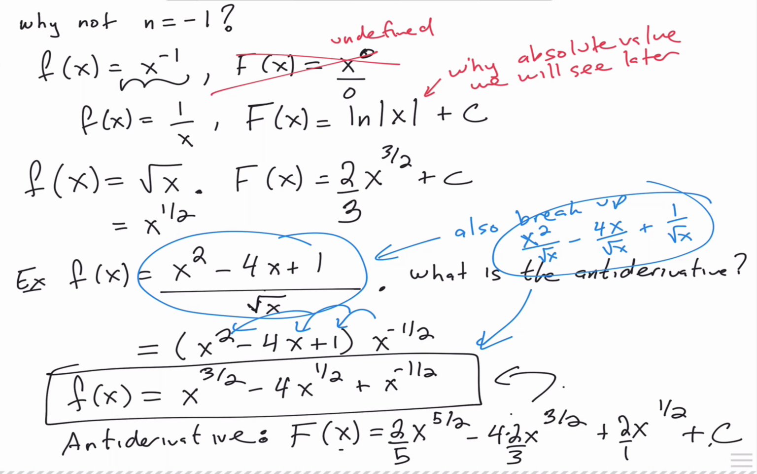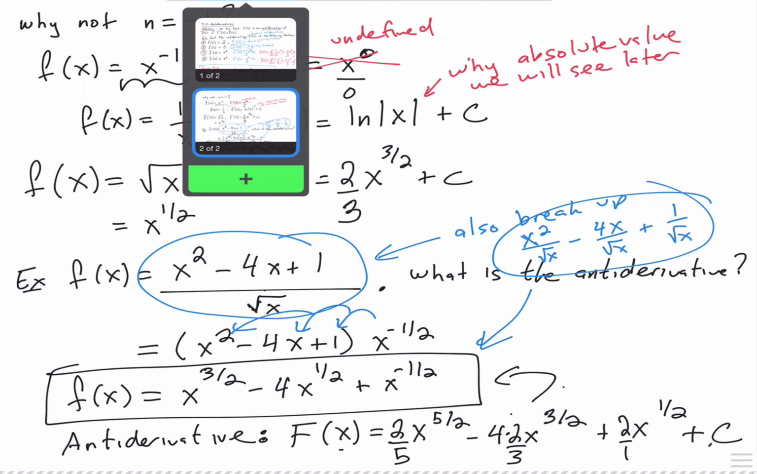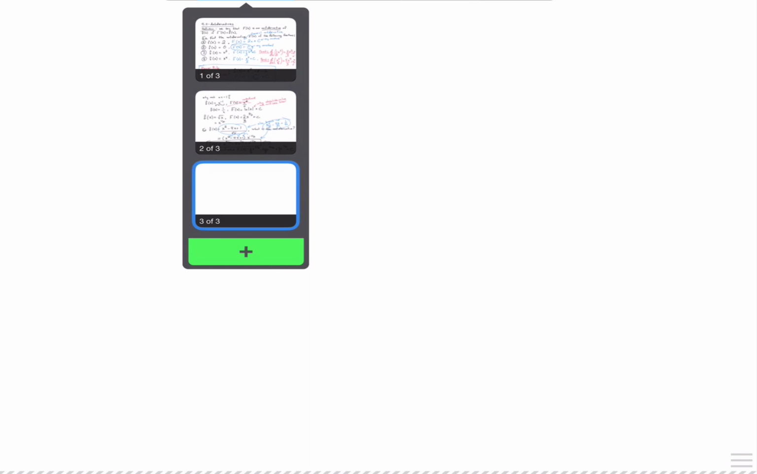Okay, so questions. Questions. So far we're doing okay? All right, so what do we have? We have the power rule, right? We have the antiderivative of 1 over x. One thing that we notice, so take a look at this. So see how we were able to work out that one?